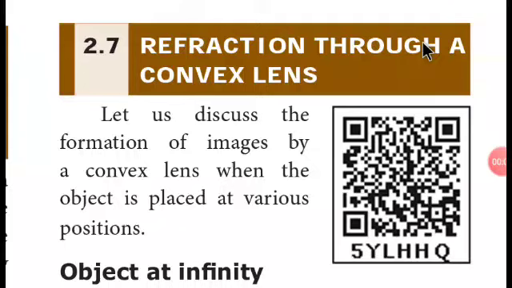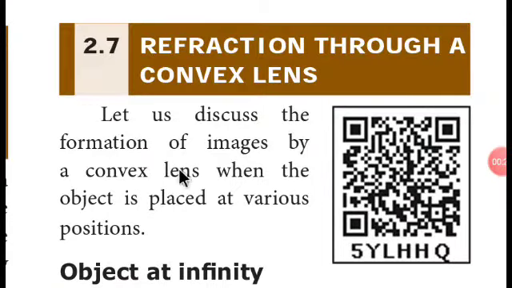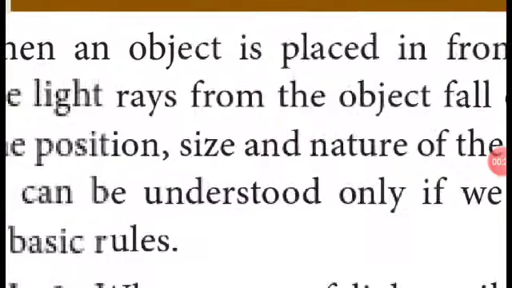Welcome to session 2.7 of your chapter Optics. In this session, we'll be discussing refraction through a convex lens, and under this, we'll be having six subdivisions in which we'll be studying in detail how the refraction of light takes place under the convex lens at various distances.